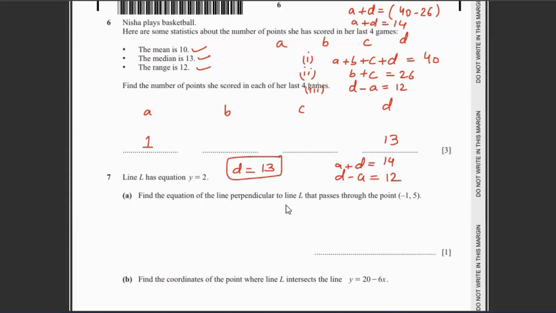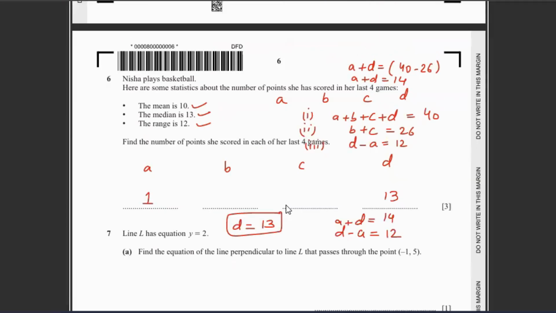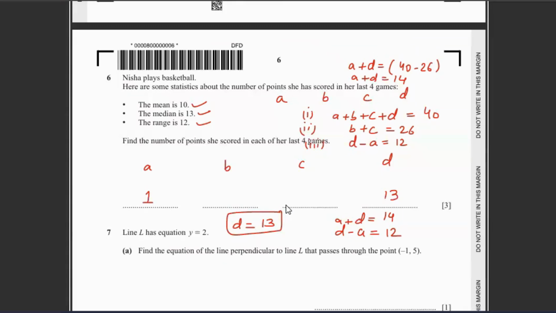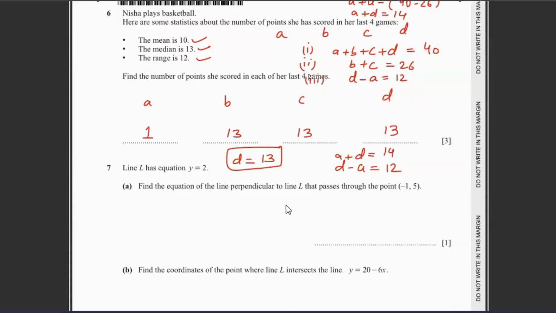Now, as we know that the median is 13, and it shows that B plus C is 26, these both numbers will be 13, because the addition should be 26 and the median should be 13. So 2 numbers will be equal. So we get all the 4 points.